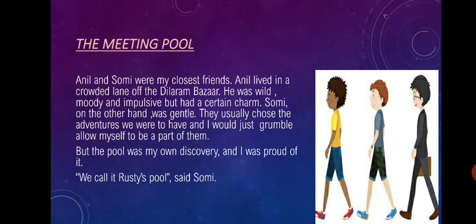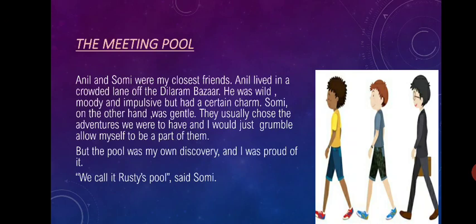Both Somi and Anil were adventurous. They liked to do very risky things. They were very daring also, but Rusty didn't like the adventures. But when Anil and Somi took part in the adventurous things, Rusty used to grumble. Grumble means he used to complain, but he used to be a part of them.